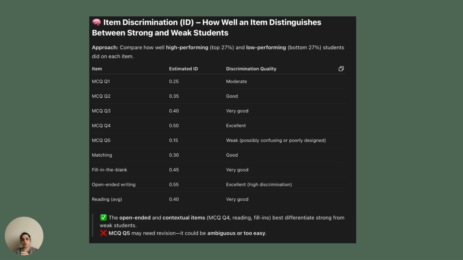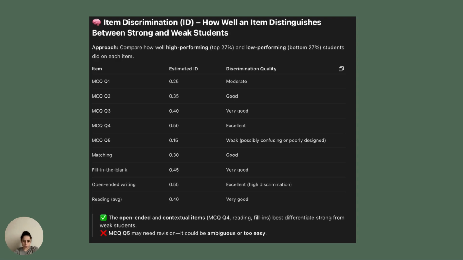But for this question, the poor students really did not answer this MCQ 5. So it is a very weak and bad question, we can say that. The matching one was good, fill in the blank was very good, the open-ended one was excellent, and the reading one was very good. They could understand the question, and it was clear. That's why the open-ended one was excellent.